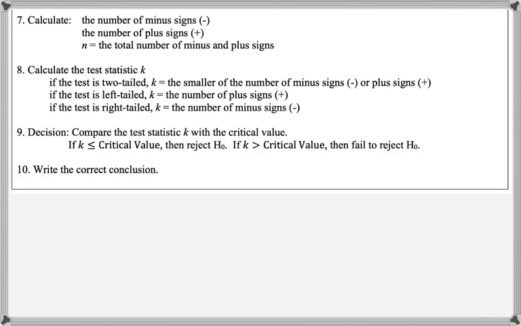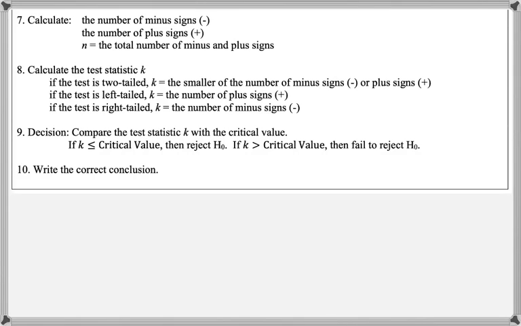Next, we calculate the number of minus signs, the number of plus signs, and n is the total number of minus and plus signs. Then we calculate the test statistic k. So if the test is two-tailed, k is the smaller number of minus signs or plus signs. If the test is left-tailed, k is the number of plus signs. And if the test is right-tailed, k is the number of minus signs.